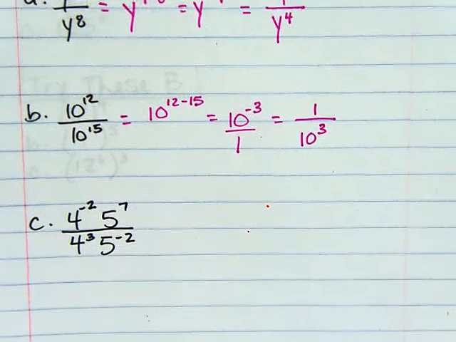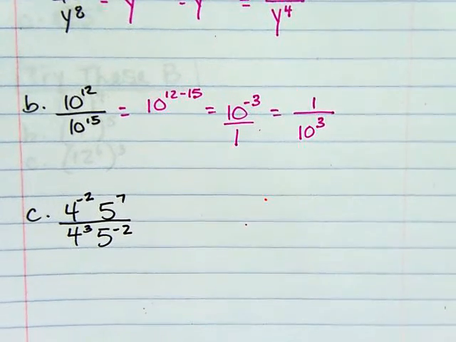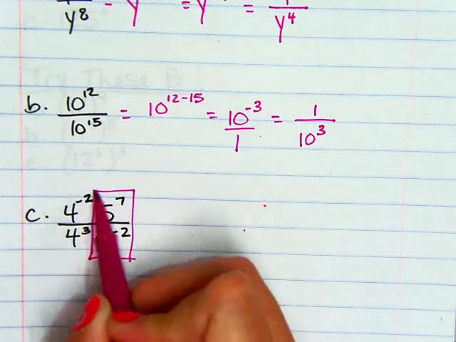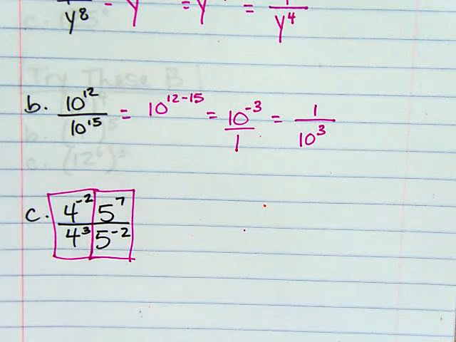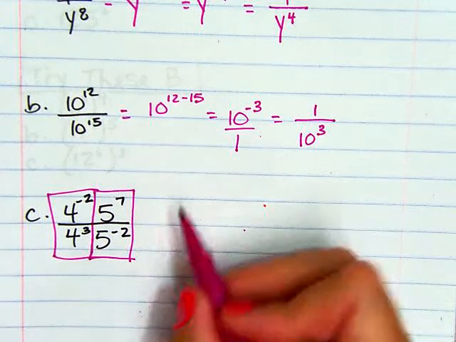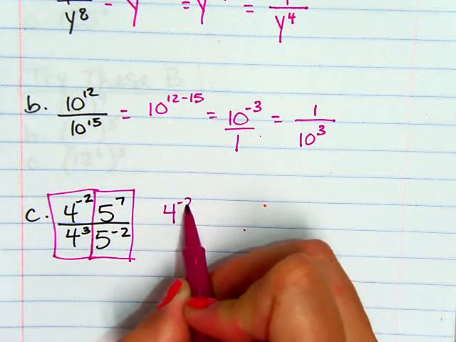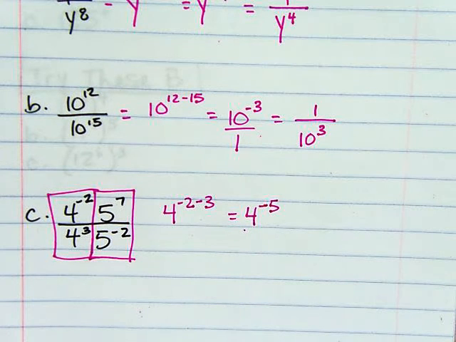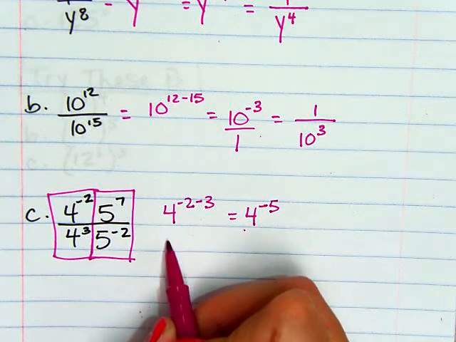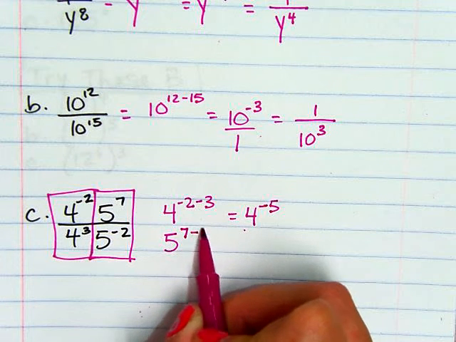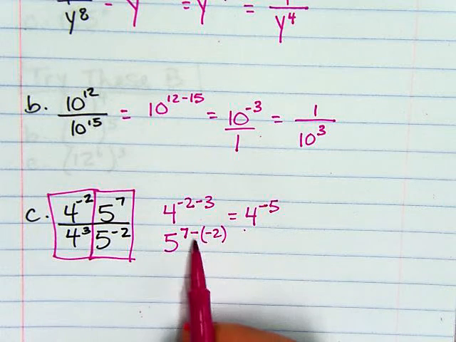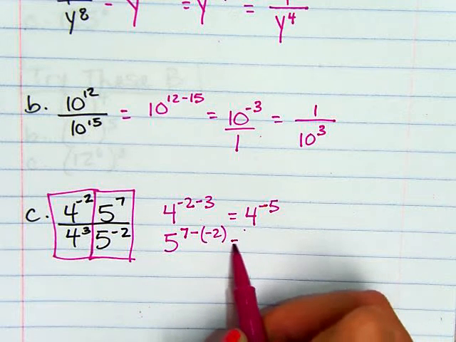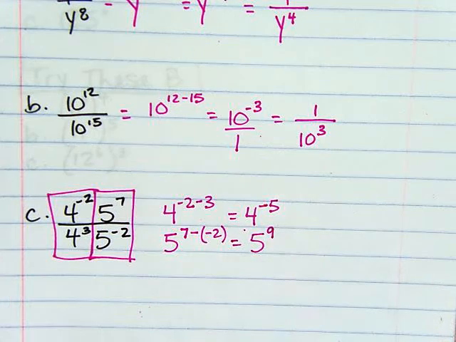Now, C, we did one like C. It has 2 different bases, so it means I kind of have like 2 different problems here, right? I have to do them separately and then kind of squish them back together again. So I'm going to do 4 first. So 4 to the negative 2 minus 3 is 4 to the negative 5th power. I'm going to leave that one alone right now, and I'm going to go to 5. So 5 to the 7th minus negative 2. Remember, when I have negatives next to each other, that's like addition. So that is 7 plus 2, which equals 5 to the 9th power.